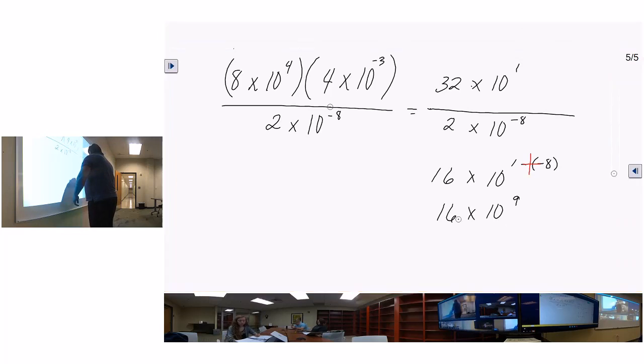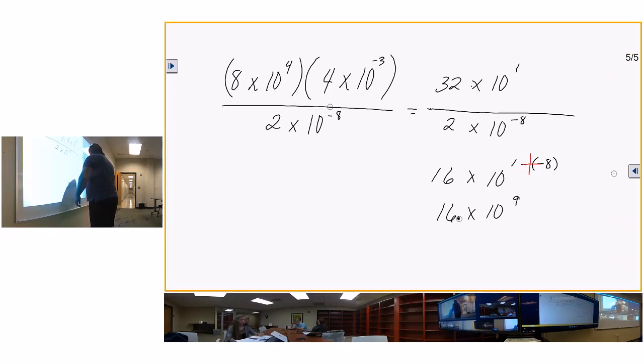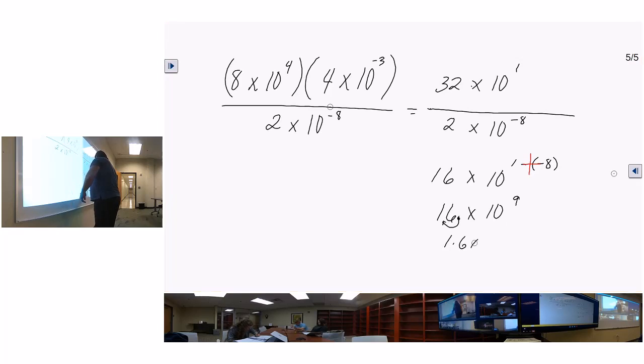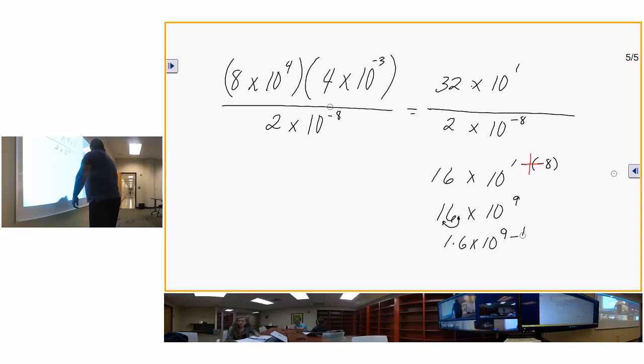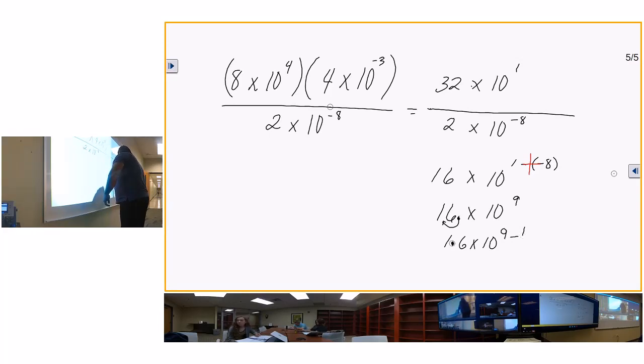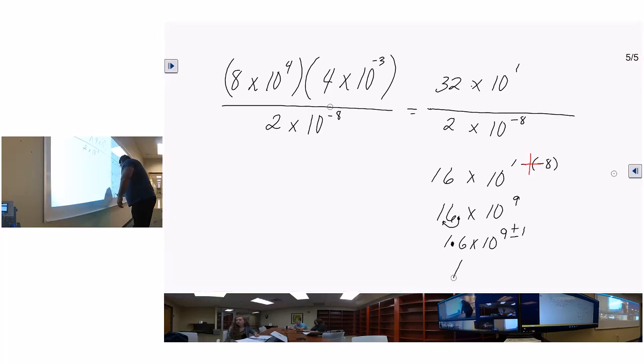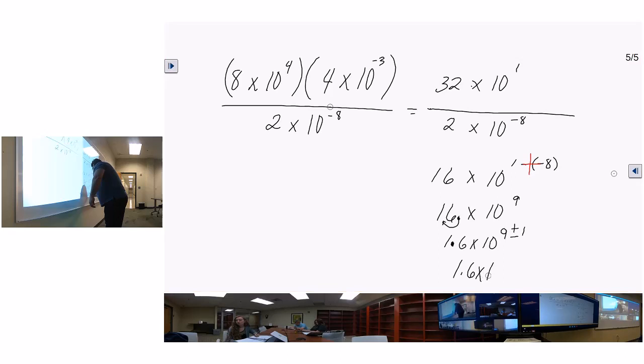All right. There's the decimal right there. We got to move it right here. So that's 1.6 times 10 to the 9 plus 1. And which way do we move this one in our head to get it back the way it was? To the right. So your answer is 1.6 times 10 to the 10th power.